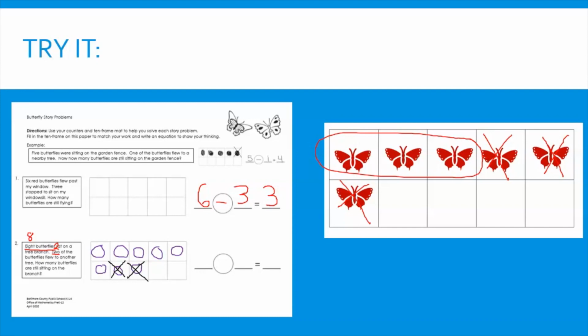I started out with 8 and I took those 2 away. So I'm going to show that with my equation. 8 minus 2 is what? Let's count. 5, 6. 8 minus 2 is 6. So there are 6 butterflies left on my tree branch.